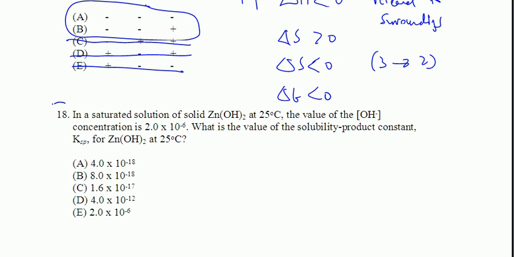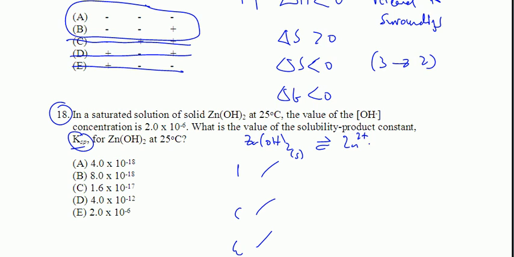With problem 18, I see Ksp. Without even looking at anything, I'm going to set up an ICE chart. It's a Ksp problem, therefore we have to be starting with a solid, and we know that solids don't count in the equilibrium. They do break up into their ions, plus 2OH minus, don't forget that too. We're going to go through this, and they would like us to calculate Ksp.